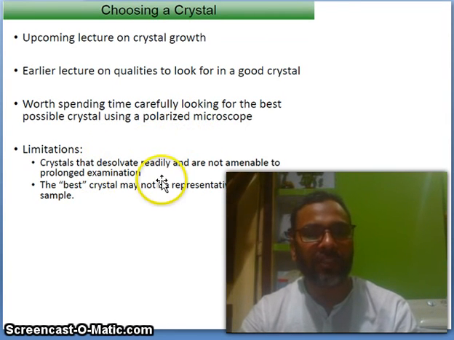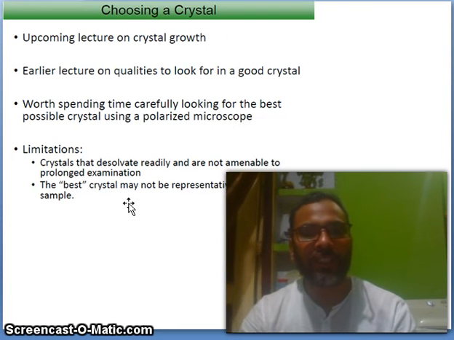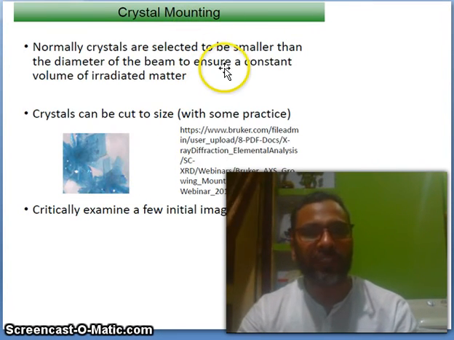Limitation: crystals that dissolve readily are not amenable to prolonged examinations. Sometimes your crystal is destroyed. So always keep your crystal in the solvent. Don't remove the solvent from the crystals. The best crystal may not be representative of the bulk sample. A small crystal means a small crystal; if it is good, if it is in the solvent, then it will easily diffract well. Crystal mounting, next part.